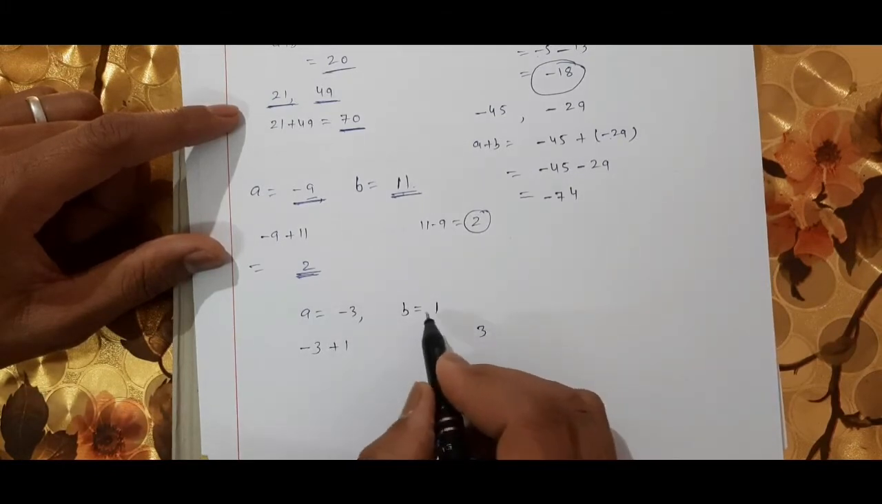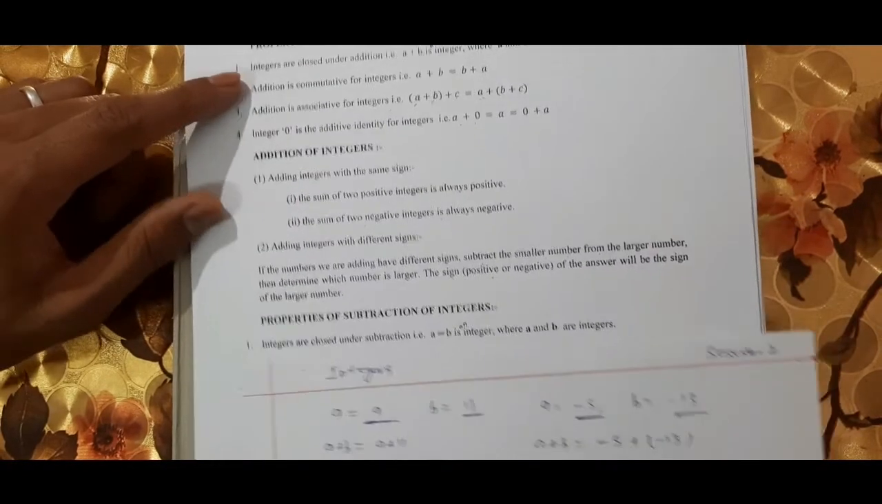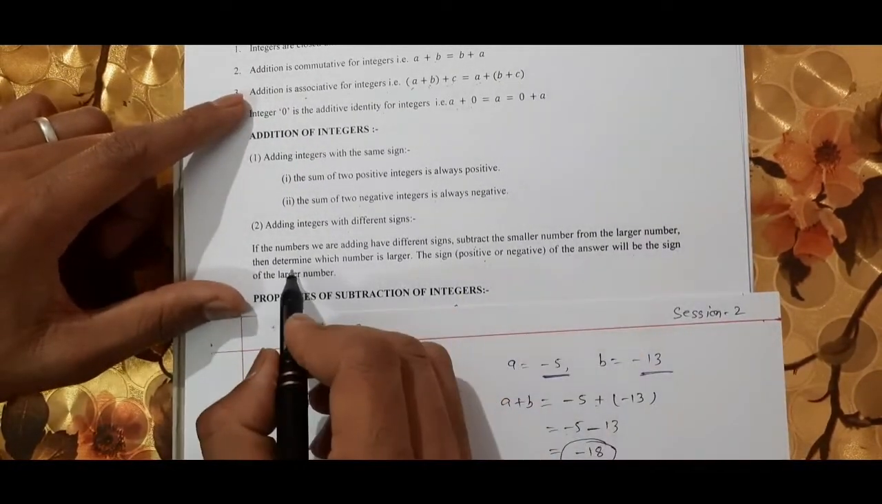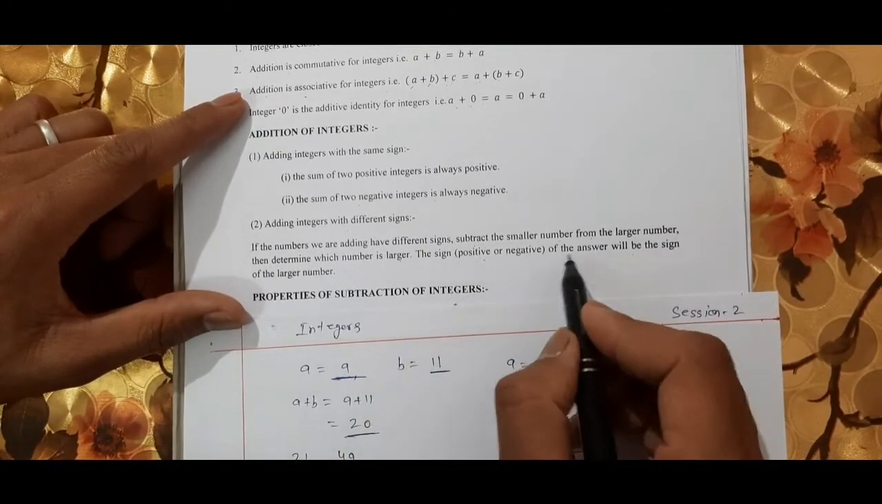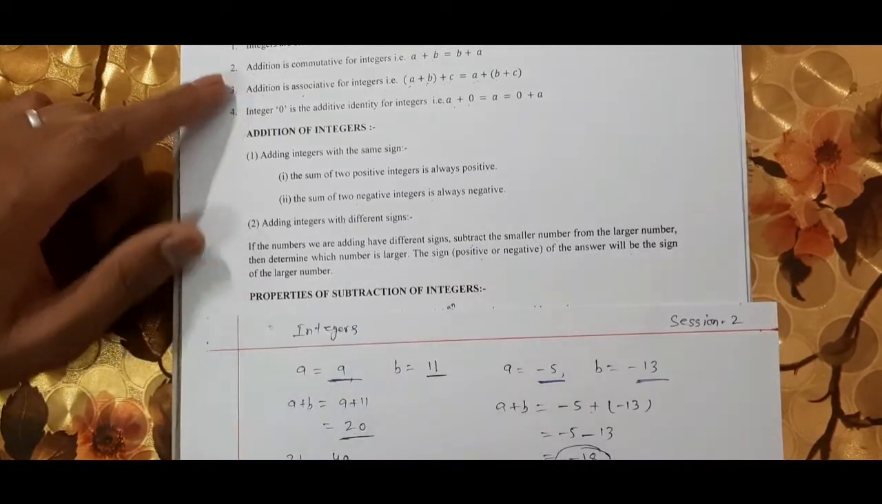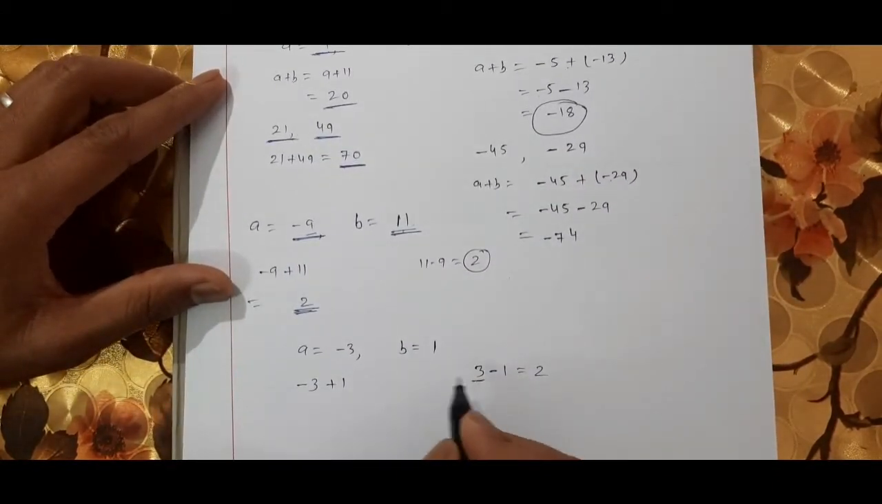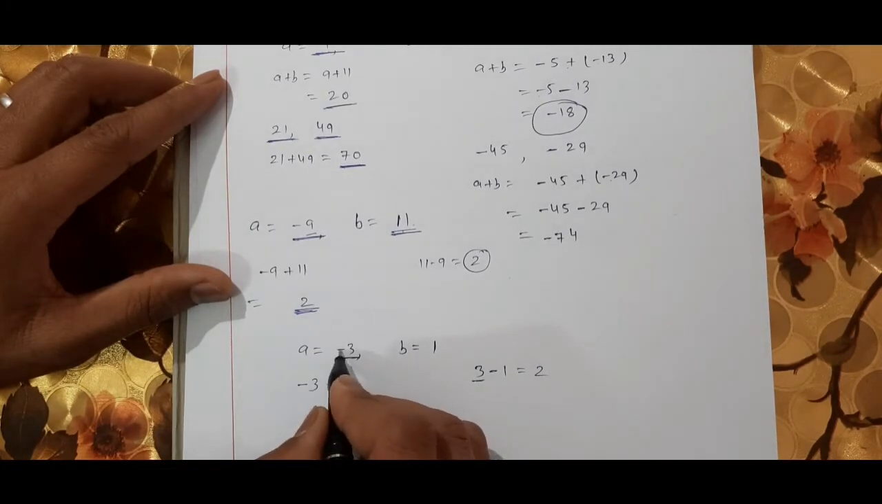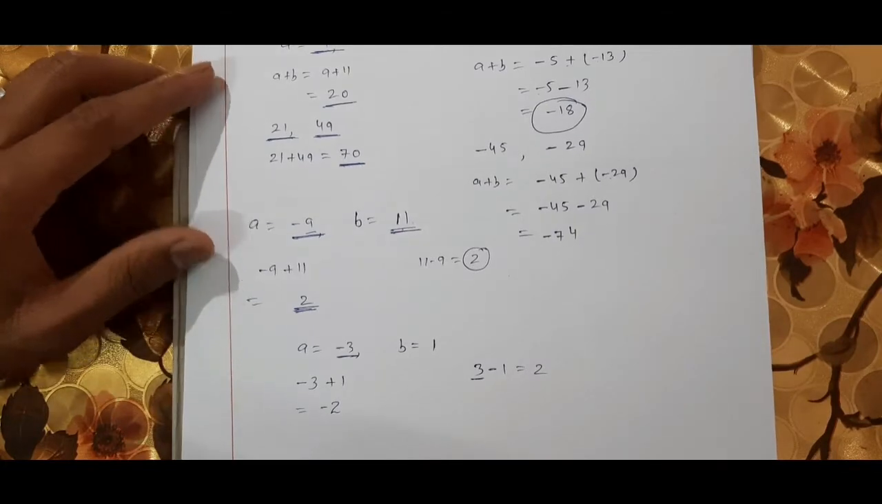So 3 minus 1 is 2. But then determine which number is larger. The sign of the answer will be the sign of the larger number. Which number is larger? 3. The sign of 3 is negative, then the answer will be minus 2.